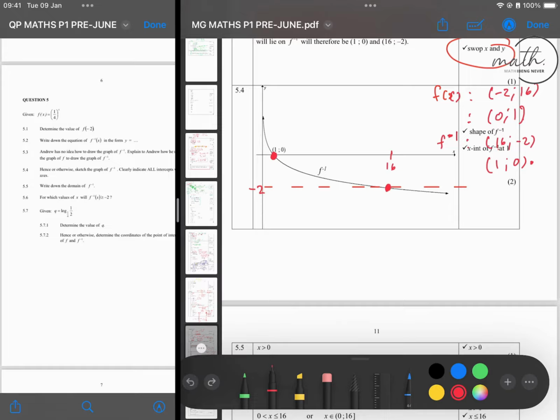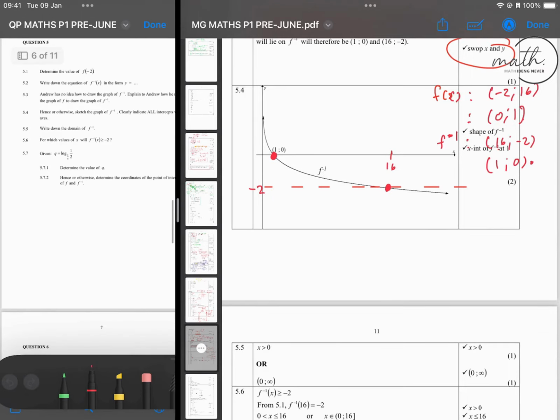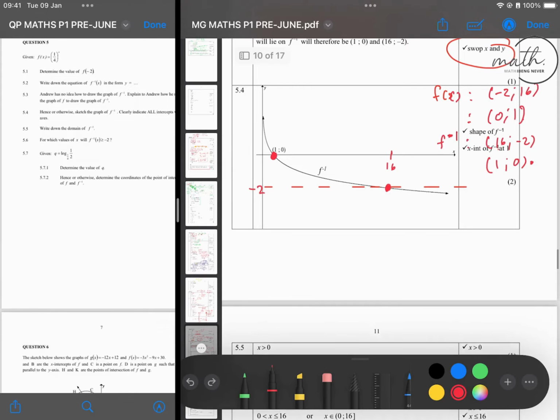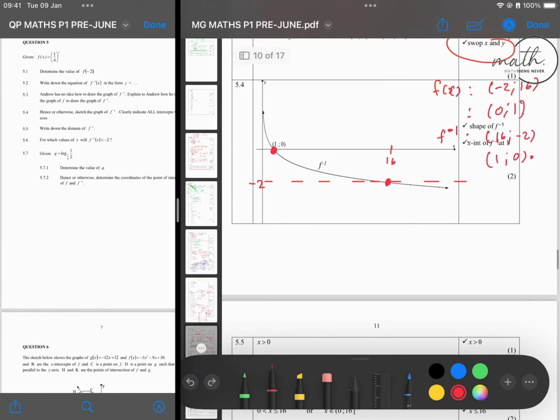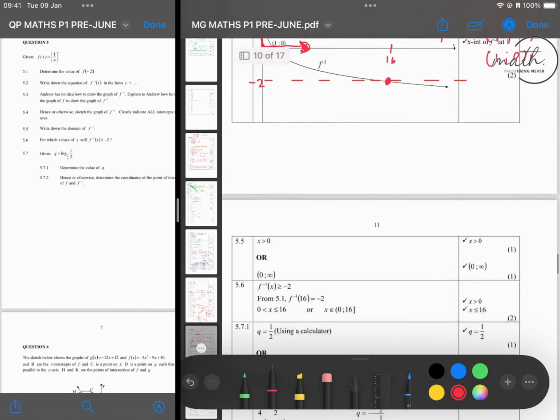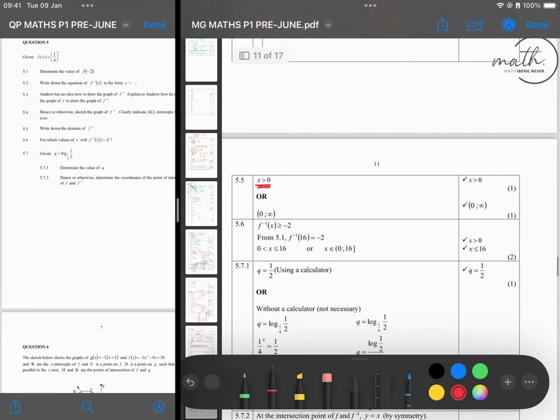Next question is 5.5. Write down the domain of f. For the domain of f, you may just use the sketch that you have. Domain is the x-axis, so you can see it exists after here. It doesn't touch the y-axis, and then it goes that way. That way it exists. So that means x is bigger than 0.